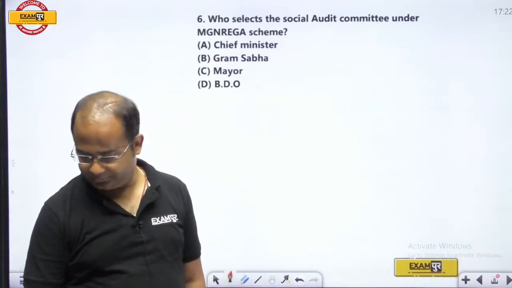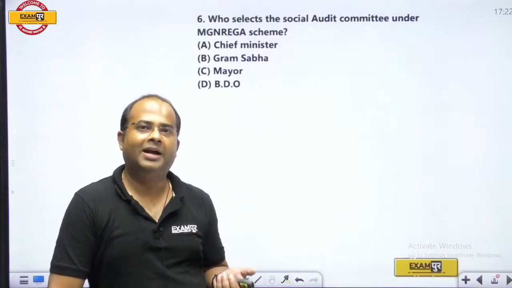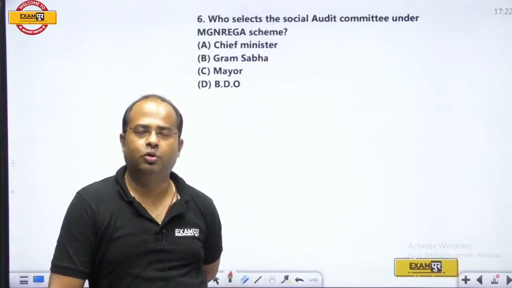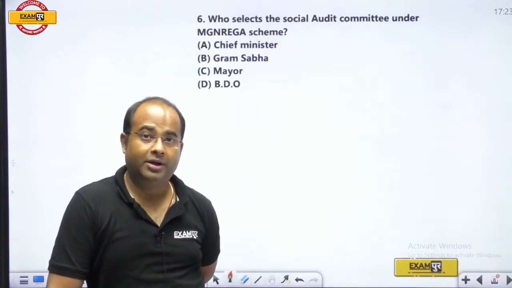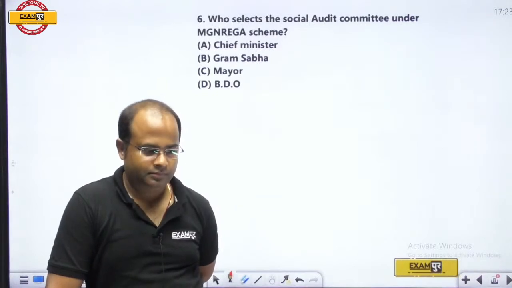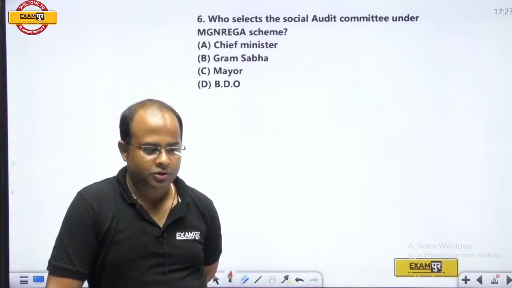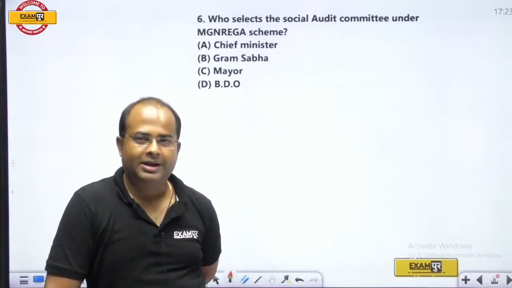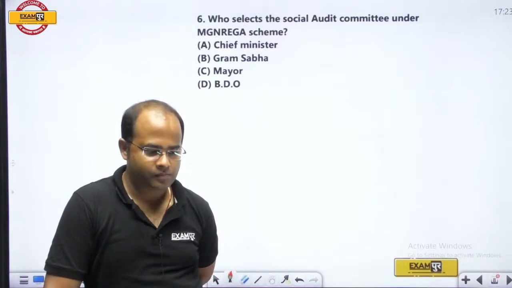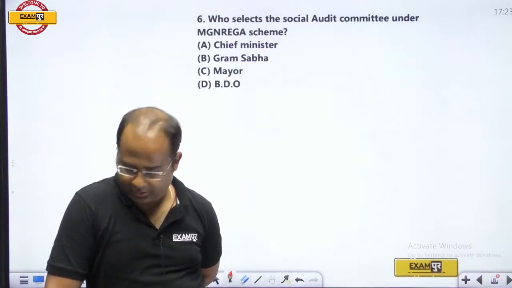Okay, Ashwini, welcome. Maximum 10 lakh rupees, up to 10 lakh rupees loan you can take through the Mudra Yojana, and that is also without any collateral. Okay, so who selects the social audit committee under the MGNREGA scheme? That is a good question. Okay, very good, Chaudeshwari. You are saying option B.